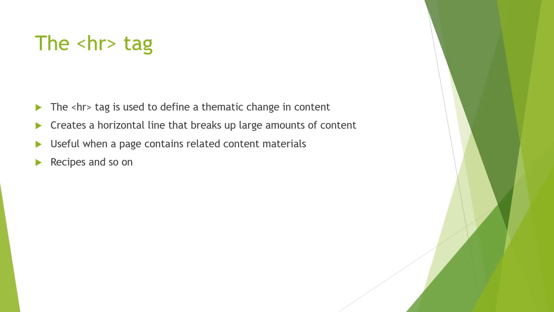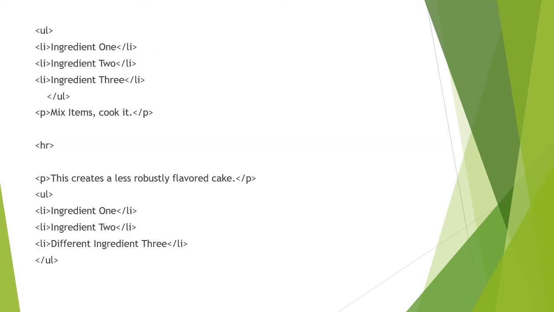The difference between the two is the HR tag creates a horizontal line that breaks up the content on your page. Now, it's very useful when the page contains related materials on the same general subject, for example. You can see in this code that I have two unordered lists. Now, in this example, these are two completely made up recipes for a cake.